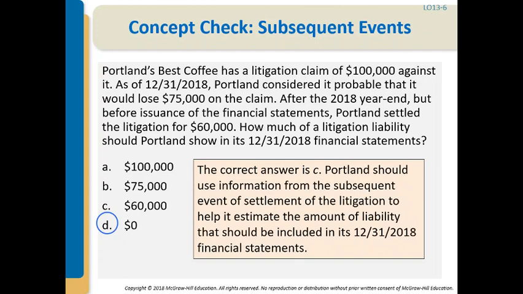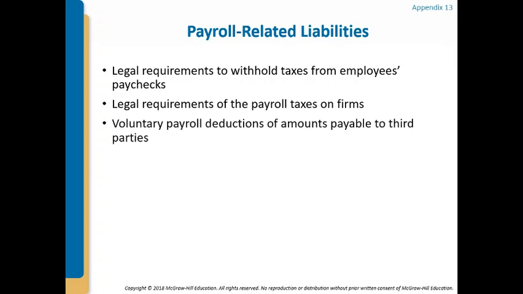Well, it's C, not D, as it says here. Obviously, it says to the right, the answer is C. So, because they settled this before the statements were issued, but after the fiscal year end, they've got to include the liability. All right, so that's it for chapter 13.